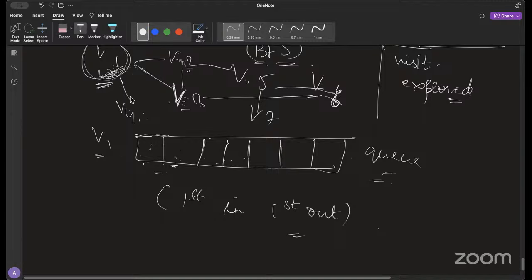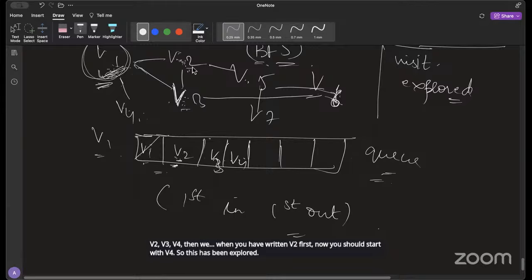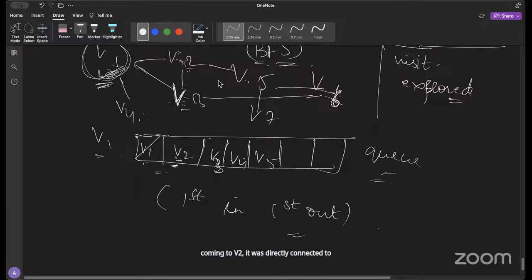You start with V1, and then the directly connected ones are V2, V3, V4. You can write them in any order, it doesn't matter. V2, V3, V4. But when you have written V2 first, now you should start with V2 only. So this has been explored. Coming to V2, V2 is directly connected to V5, right? V5 here, and it's directly connected to V3. V3 is already in the queue, no need to write it again. V2 is also explored. Coming to V3, V3 is directly connected to V6. You can write V6 here, and that's it. That means V3 is also explored.